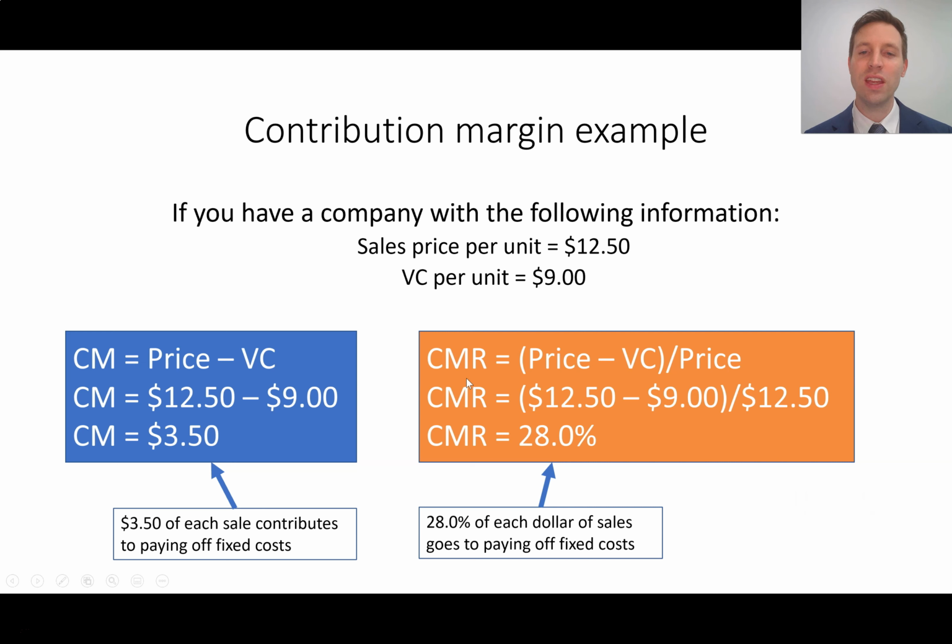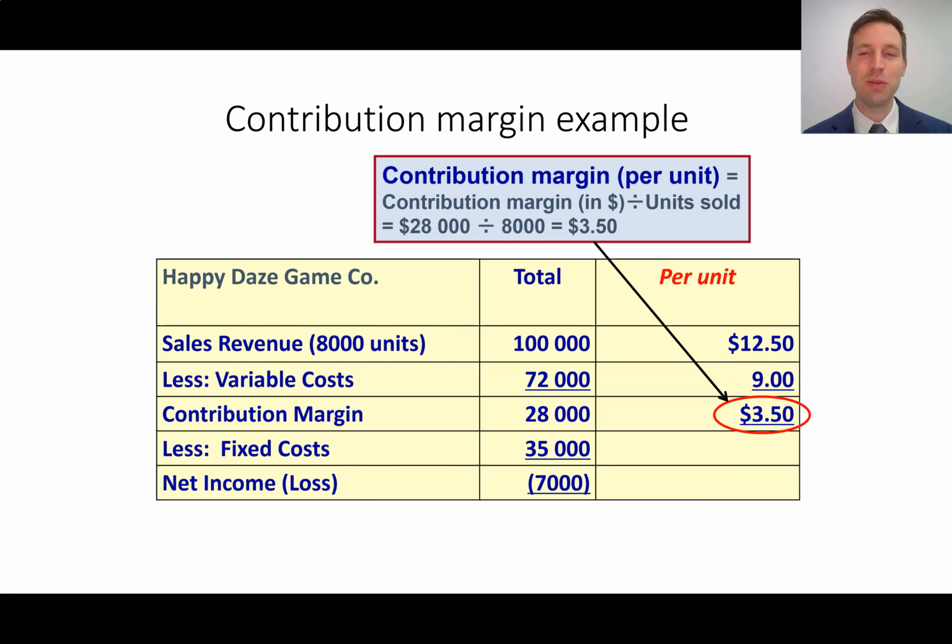We can also use the contribution margin ratio: the price of $12.50 minus the $9 variable cost, divided by the price, means that our contribution margin ratio is 28%. Or for every sale you make, 28% of that is going towards paying off your fixed costs and then after that, profit. We can express our contribution margin on a total basis or a per unit basis.